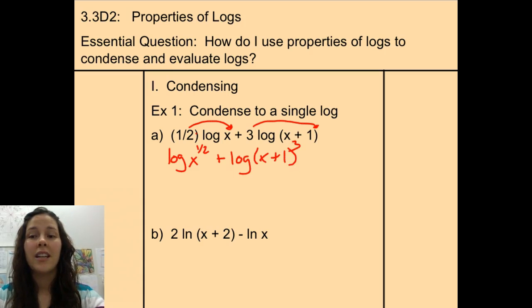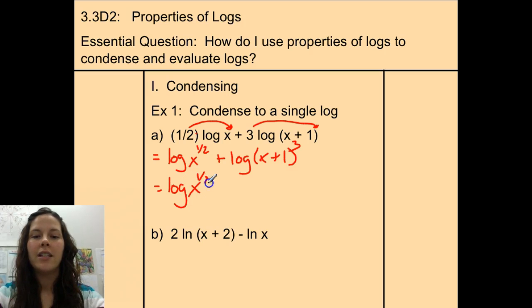Then we take a look at any addition or subtraction. Addition means we condense to a single log and we multiply what we're taking the log of. So we will get log of x to the 1/2 times x plus 1 cubed.